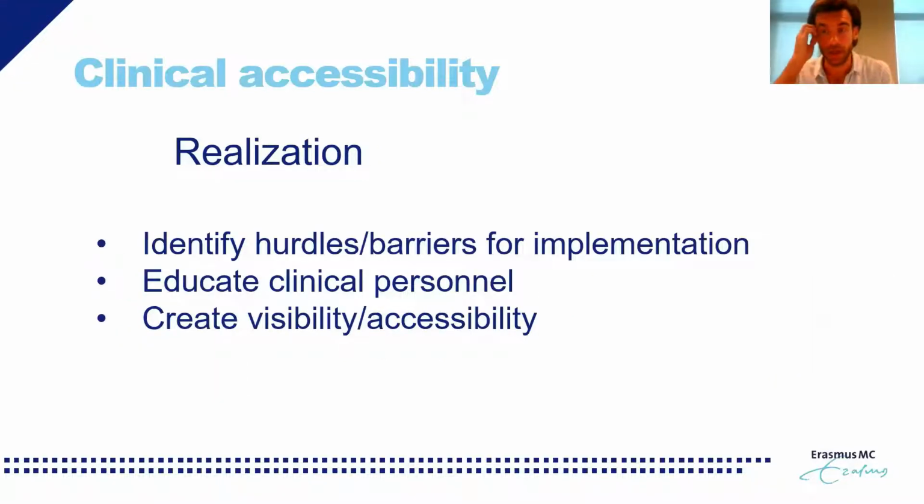How to realize a situation like this? It's really important to go to the ward, see how all the logistics around blood sampling are currently happening, so you can identify the hurdles and barriers for the implementation of scavenged samples. It's really important to talk with the clinical personnel, because they actually know what's happening, and educate them. By educating them, you create a certain understanding why you're doing this, and why it's so important to register sample times. And by being actually at the ward, you try to create visibility and accessibility, so when there are questions or when something's going wrong, it's easy to access you.